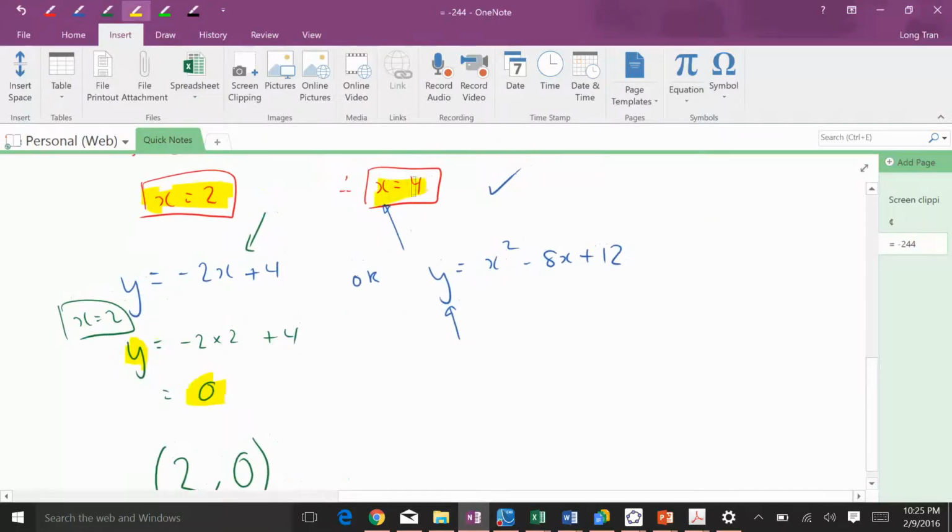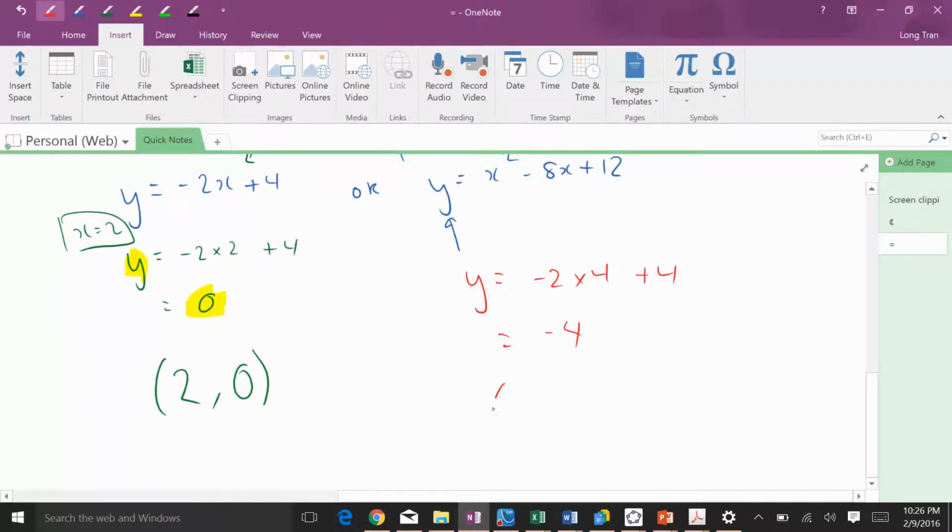Let's work out when x is 4. So y equals negative 2 times 4 plus 4. That's negative 8 plus 4, which is negative 4. So what does that tell me? That just tells me when x is 4, y is negative 4. And those are your 2 points of intersection.